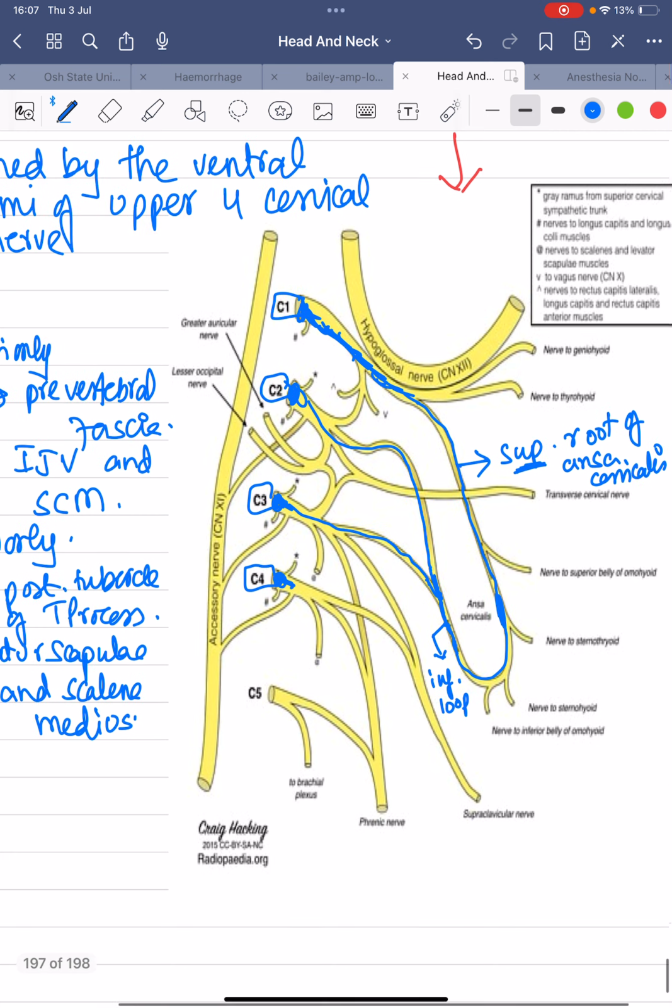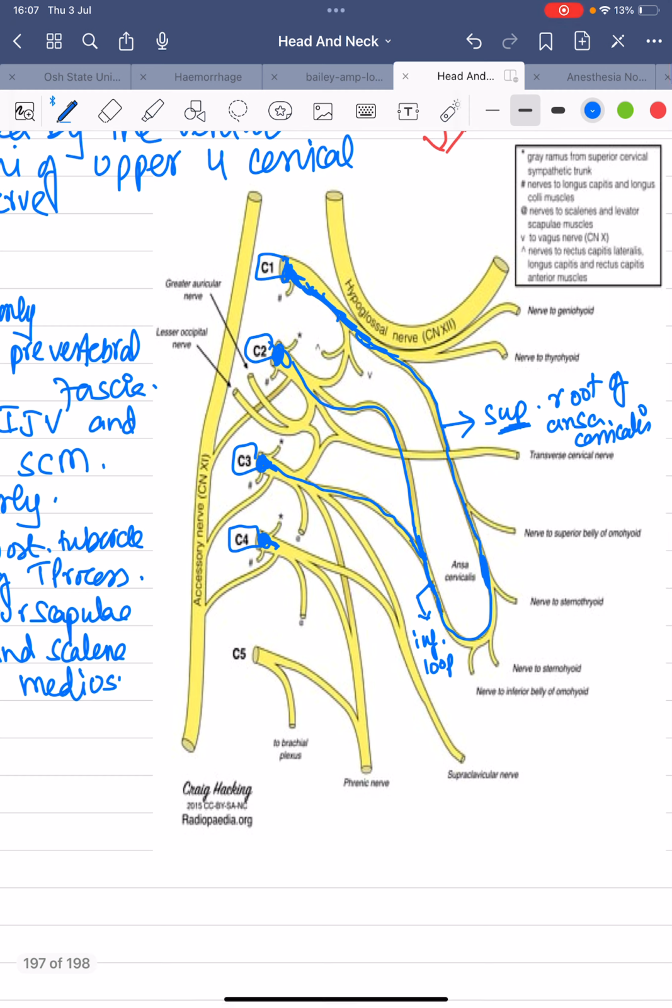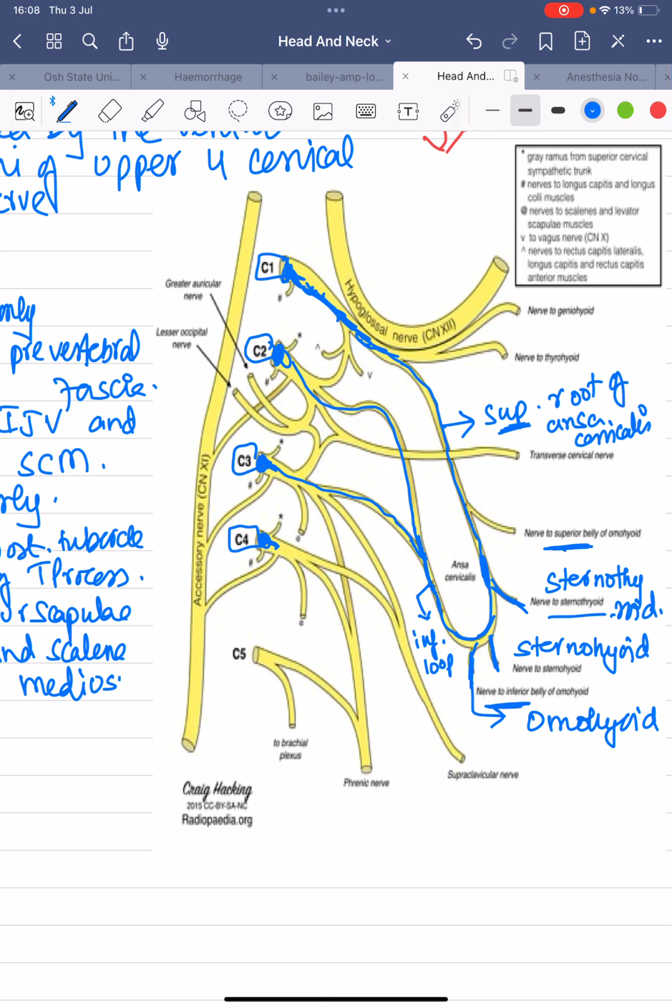Now ansa cervicalis gives three branches. Number one, it gives a nerve to the sternothyroid muscle. Second, the sternohyoid muscle. And third, it gives innervation to the omohyoid muscle. Omohyoid inferior belly and omohyoid superior belly, both are innervated by the ansa cervicalis. Okay, this is the first important thing, the ansa cervicalis, which you must remember.